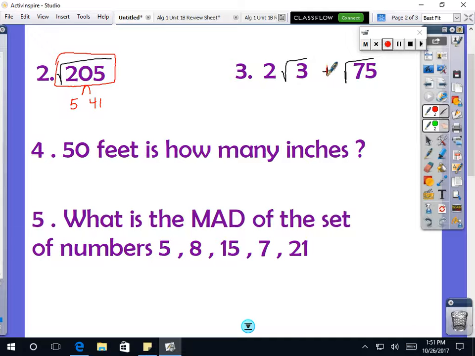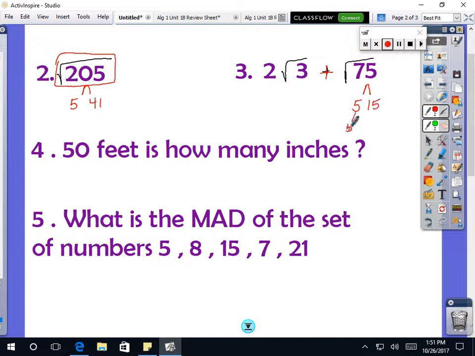Number 3: 2 square root of 3 plus the square root of 75. They want us to add these, but to be able to add radicals, what has to happen? Right, they have to match. This one's got a 3 and this one's got a 75. So what do I do? Okay, what are factors of it?